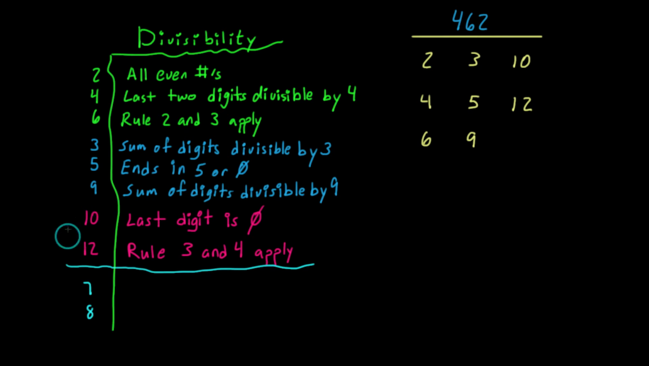Let me show you what I mean. So the rule of 12 says both rule 3 and 4 have to apply. So let's take a look at the rule of 3 for 462. The rule of 3 says the sum of the digits is divisible by 3. So I'm going to take 4 and add 6, also 2. 4 plus 6 is 10, plus 2 is 12. 12 is divisible by 3, therefore the rule of 3 works.